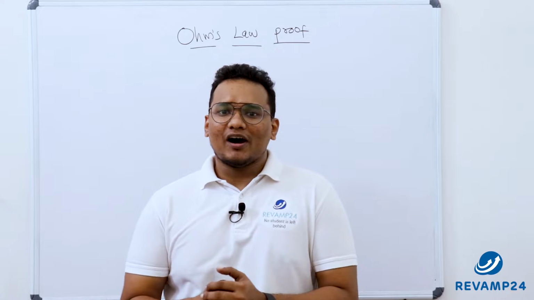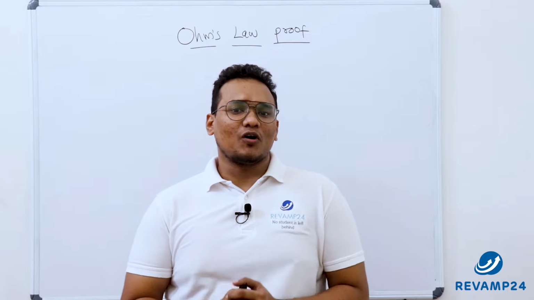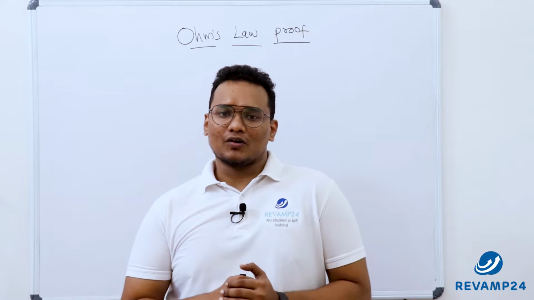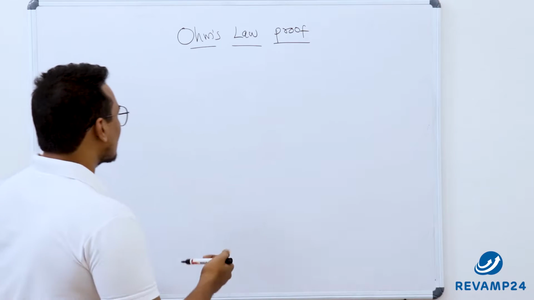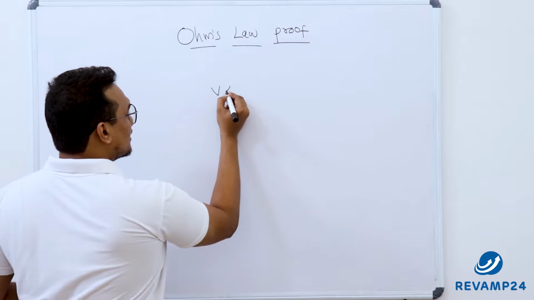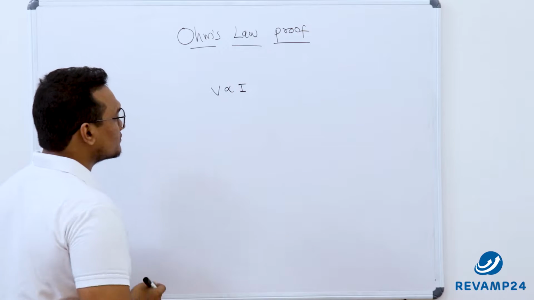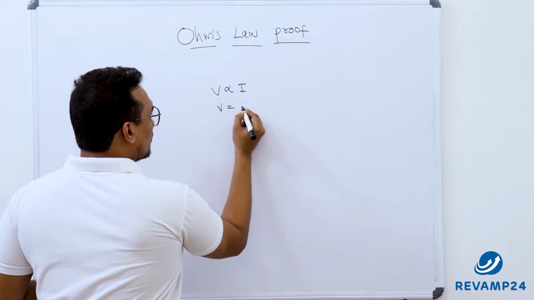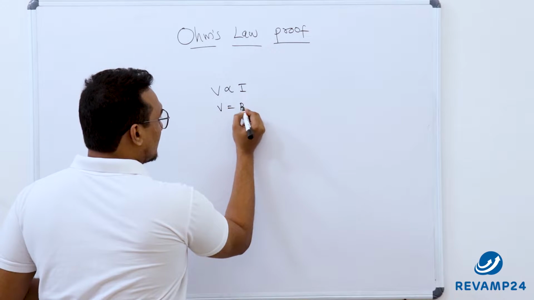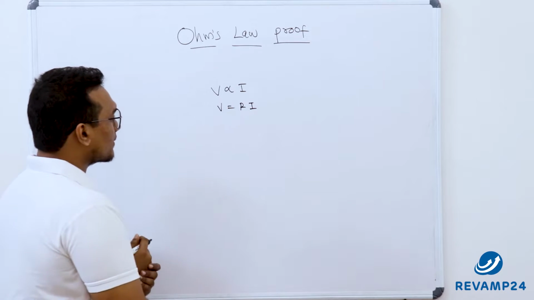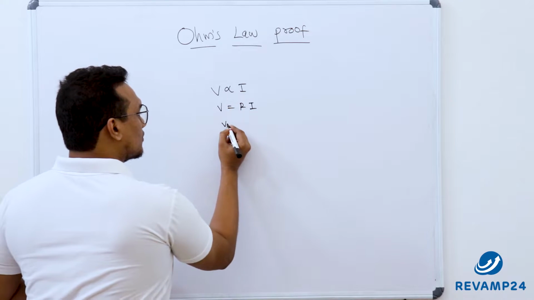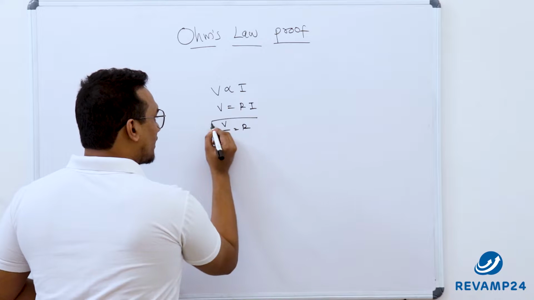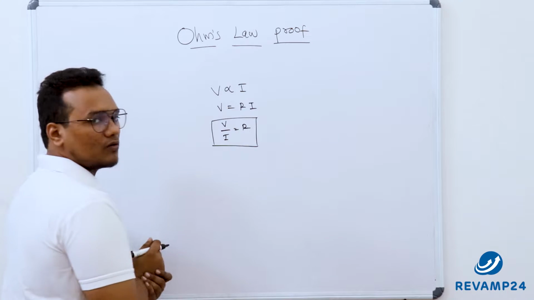In the last video, I explained what Ohm's law is. Now we will check whether Ohm's law can be proven or not. What is Ohm's law? Ohm's law is nothing but V is directly proportional to I. Now this means that V is equal to a constant. What is the constant here? R into I. Now V by I is equal to a constant, that is R. So this is the mathematical representation of Ohm's law.